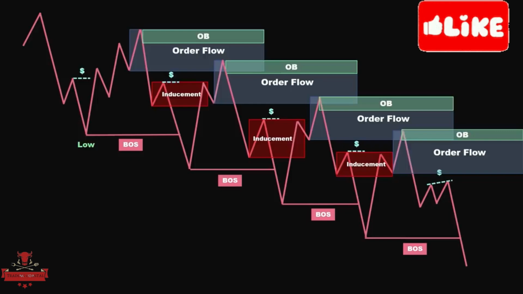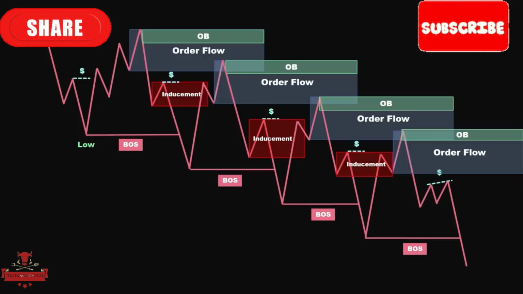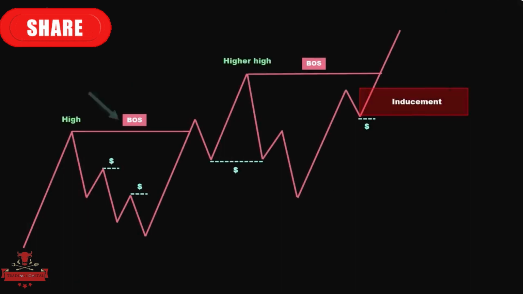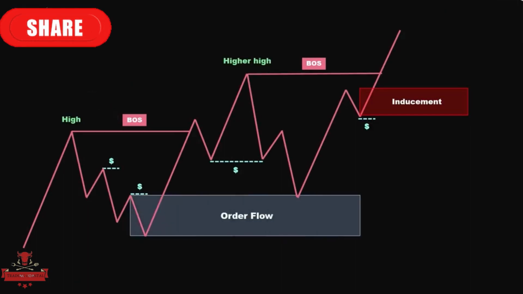Now let's have a quick breakdown of the bullish order flow structure. In this scenario, we can see that the market is in an uptrend, creating higher highs and higher lows. There is a break of structure where the price broke the previous high. So, this zone is the last selling momentum before price rose back up and created a BOS by breaking the high. So we spotted the order flow zone.